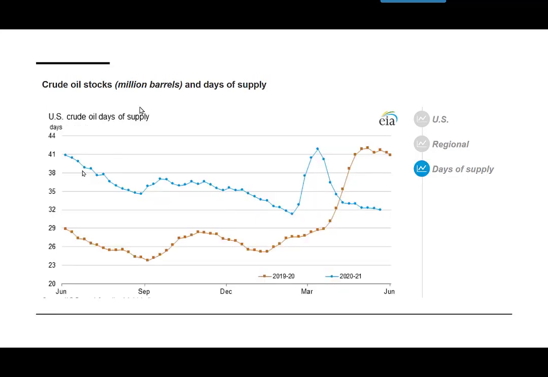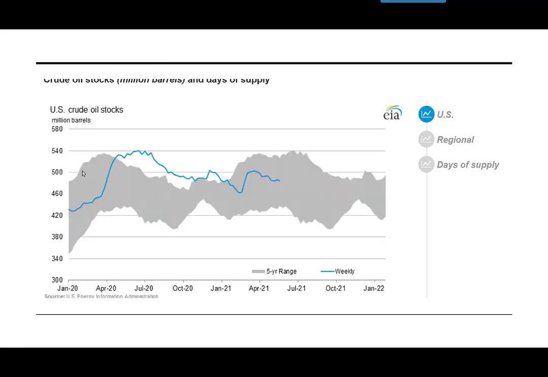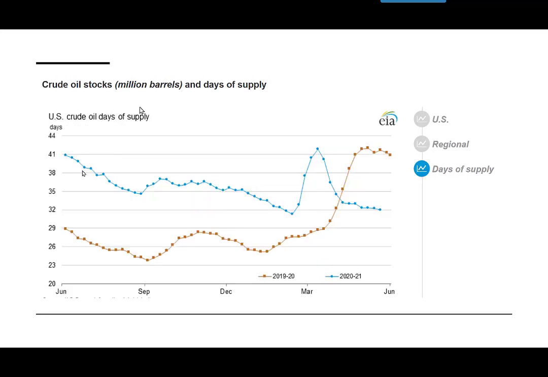Let's take a look at it in a different way. This chart shows days of supply, which is actually a better way to look at inventories of raw materials. Given the current demand, how many days of supply do we have? The brown line is 2019 to 2020, and the blue line is 2020 to 2021. So you can see the tail end, obviously. You can see the COVID crash.